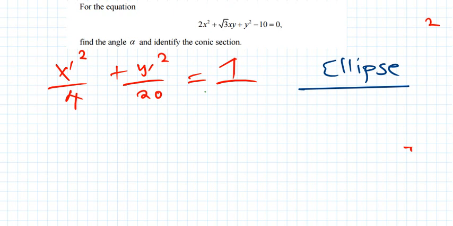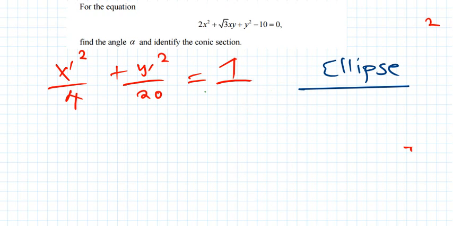Okay, so the fact that I've given you a bigger denominator on the y part, what does it imply? It tells us the major axis is going to be along what? The y axis. Okay, I've given you a hint there.